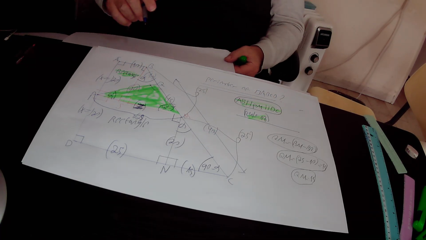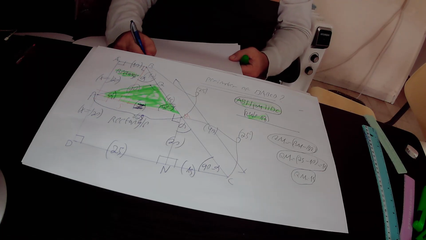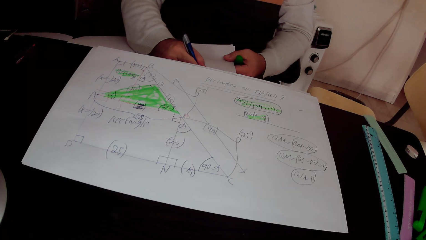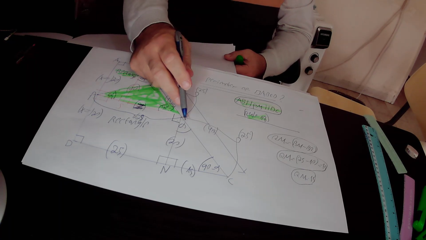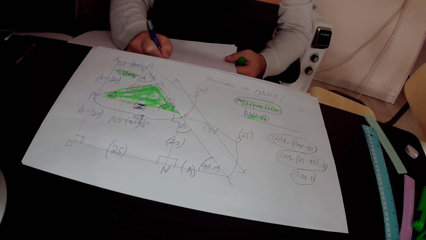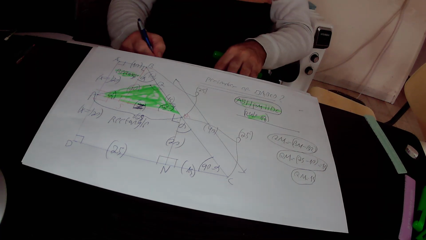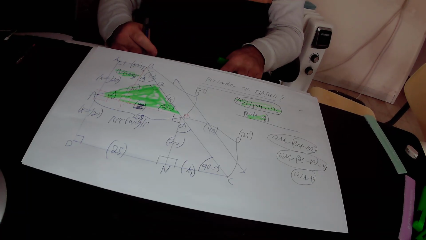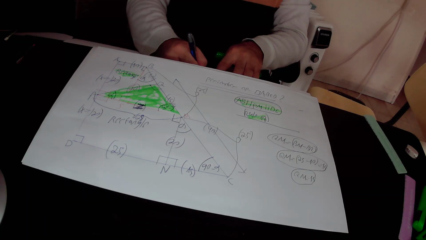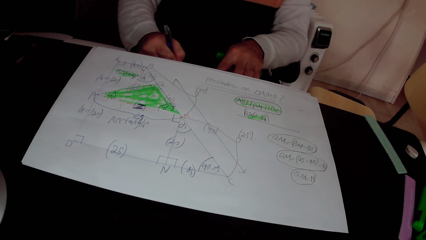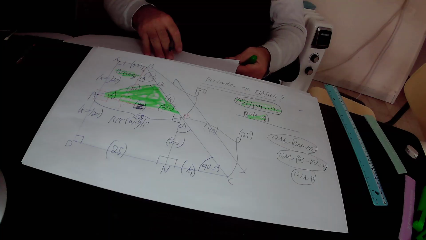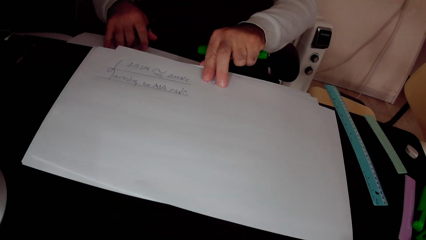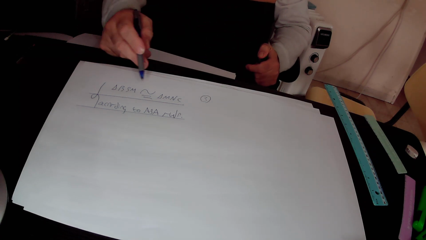The right upper triangle BSM can go into this right lower triangle MNC according to the angle-side-angle rule. Again, we found out that the upper right triangle BSM can go into the right lower triangle MNC according to the angle-side-angle rule.